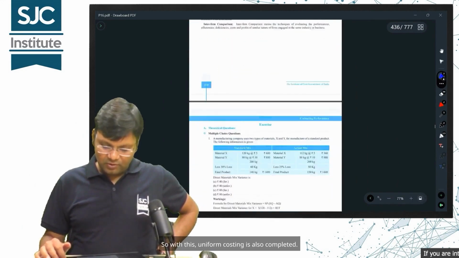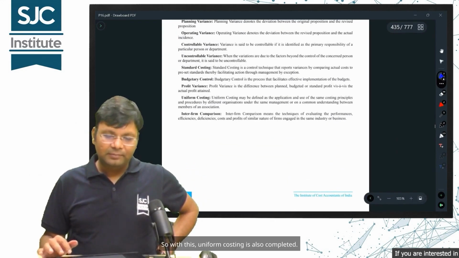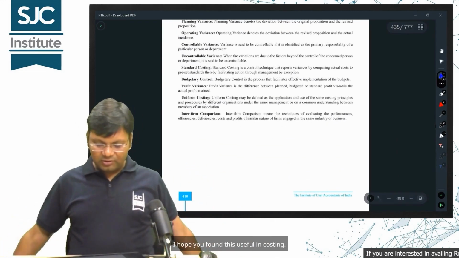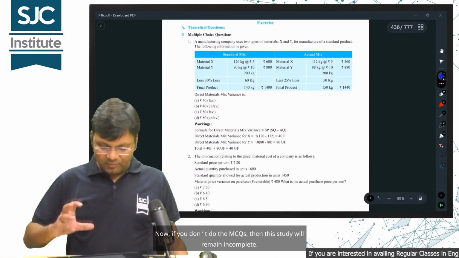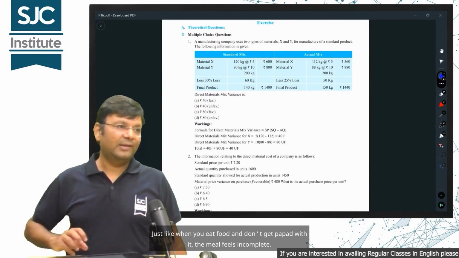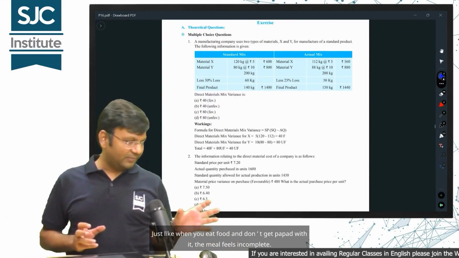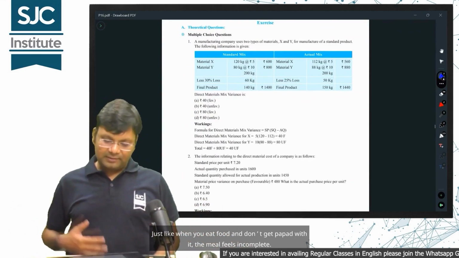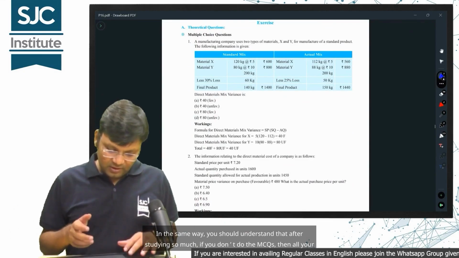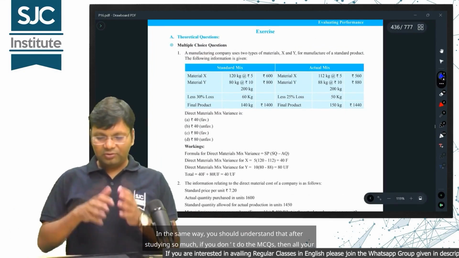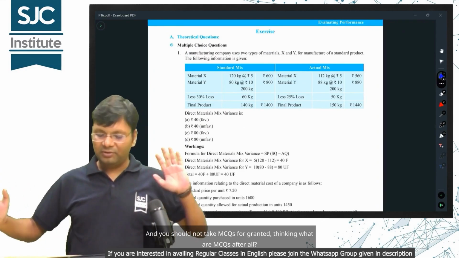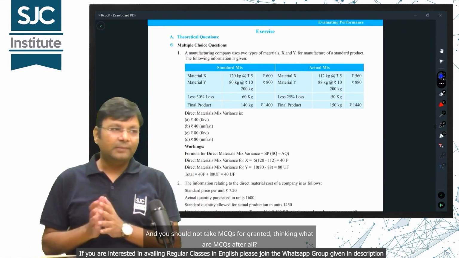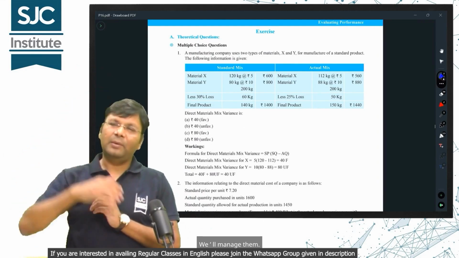So with this, uniform costing is also completed. I hope you found this useful in costing. Now, if you don't do the MCQs, then this study will remain incomplete. Just like when you eat food and don't get papad with it, the meal feels incomplete. In the same way, you should understand that after studying so much, if you don't do the MCQs, then all your study remains incomplete. And you should not take MCQs for granted, thinking what are MCQs after all? We'll manage them. That won't happen.